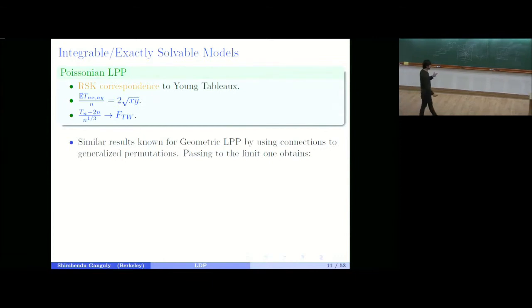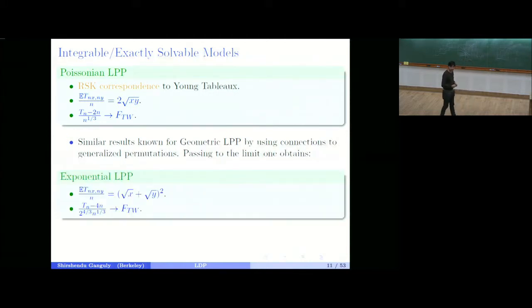Similar results are known for geometric LPP, and this was done by Johansson using connections to what are known as generalized permutations, and then you can take a geometric random variable, pass to the limit, and obtain similar things for exponential LPP. Here the shape theorem is slightly different, although still quadratic in nature, but you have universality in the fluctuation. So n to the 1/3 is still the governing factor, and then if you scale it with some prefactor, you again reach the same scaling limit.